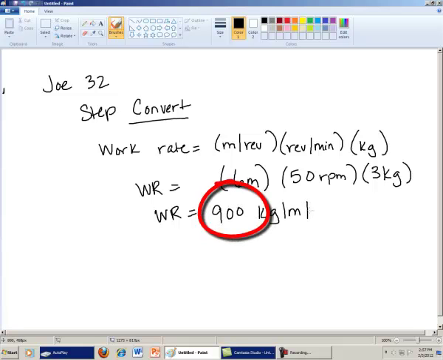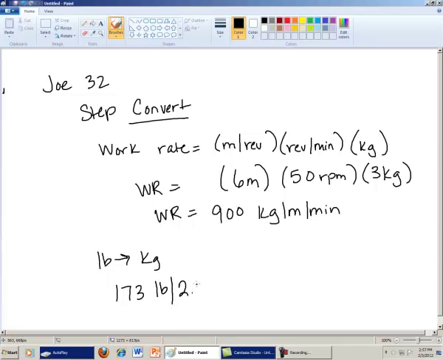for our work rate. The other thing that we need to do is we need to convert pounds to kilograms, and that's an easy conversion. We just take his weight, which was 173 pounds, and divide that by 2.2, which is going to give us 78.6 kilograms.